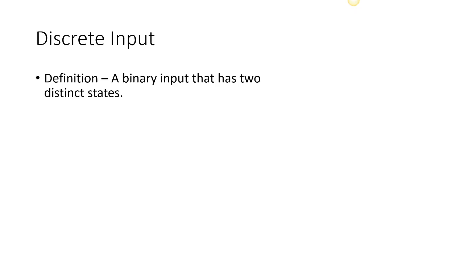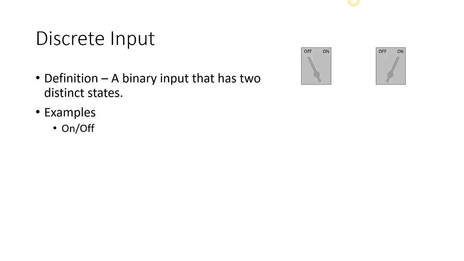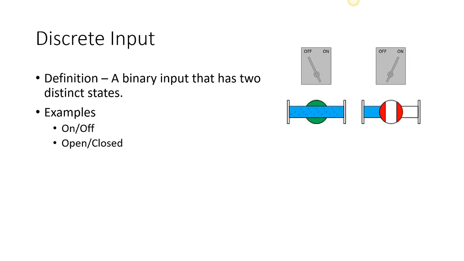Those are two-state inputs. And that is what we term a discrete input. It has two discrete states to it. So let's give some examples of those. On and off. So we just have simple switches for lights that are on or off. But another device could be something that's either open or closed, not something that has a variance between open and closed. It just has those two states.